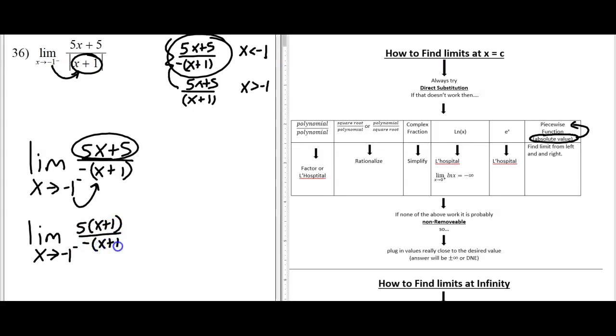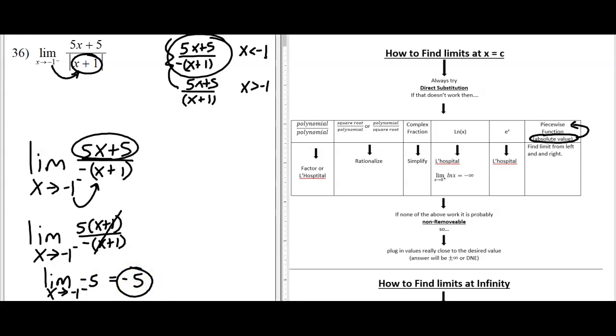And that will actually allow me to remove the discontinuity. And that will leave me with a limit as x approaches -1 from the left of -5. And since it's just a constant, that's my answer.